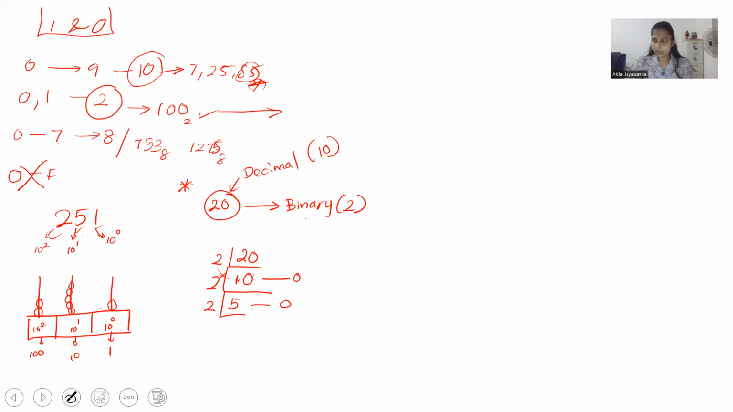Again we can divide it by 2. 5 means we can represent using 2.